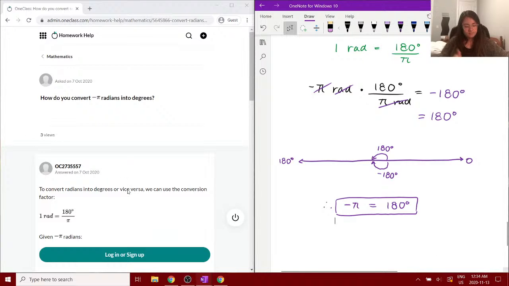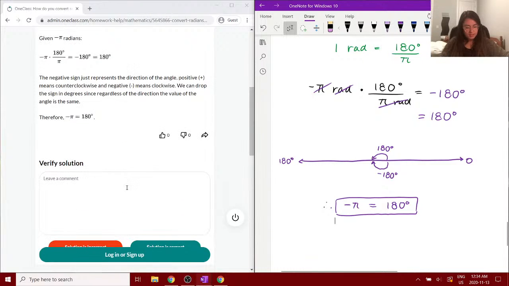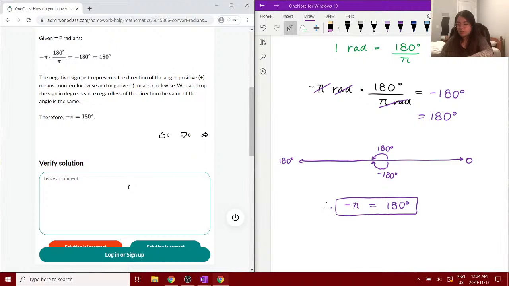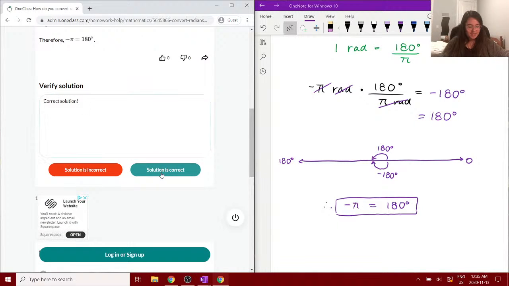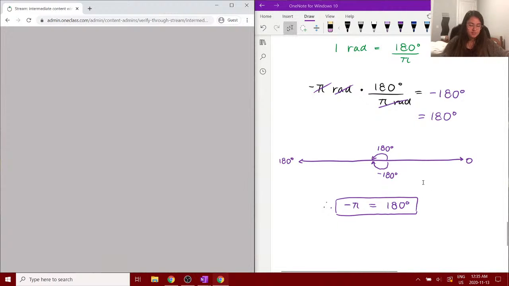Right. And that's what we got. So the solution is correct. Correct solution! And we're good to move on to the next question.